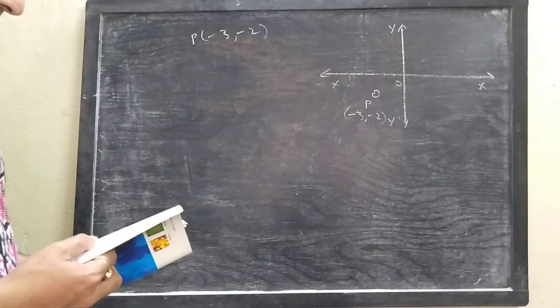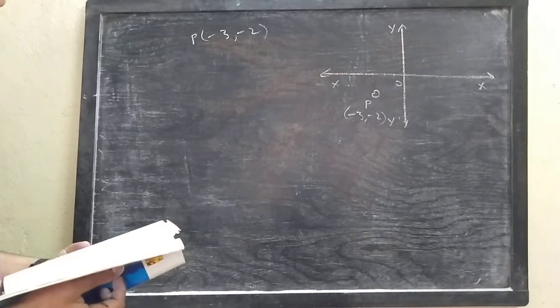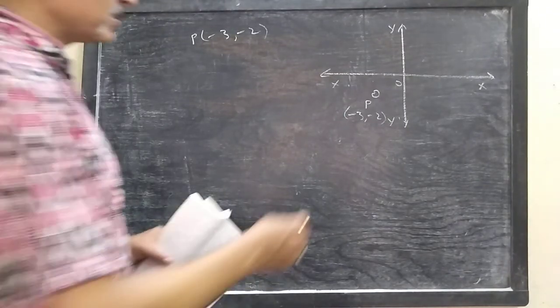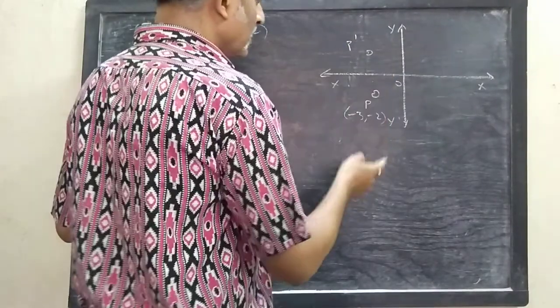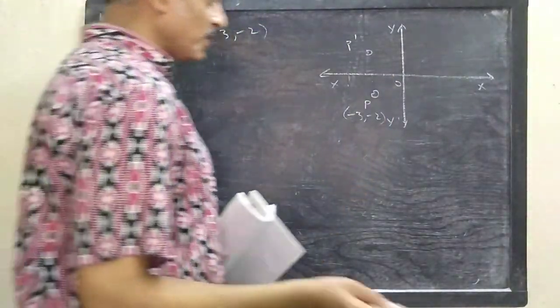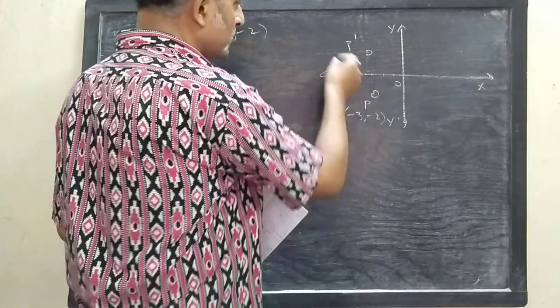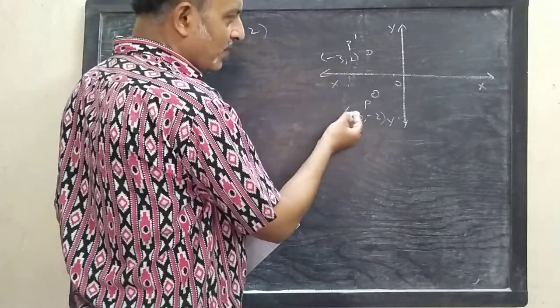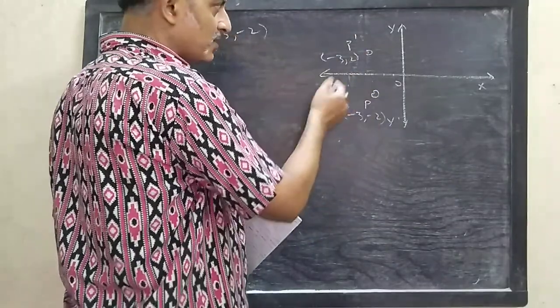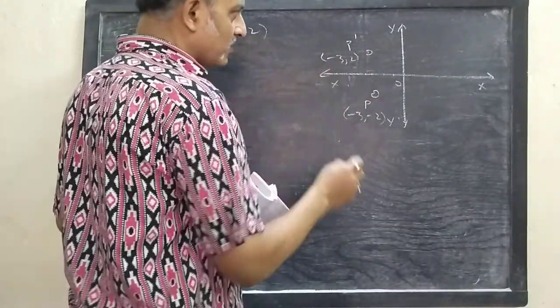This point is reflected in x-axis and mapped to P dash. By the formula we have already known, this will be minus 3 comma 2. Look, abscissa remains fixed, ordinate changes its sign. So this is minus 2, this will be plus 2.